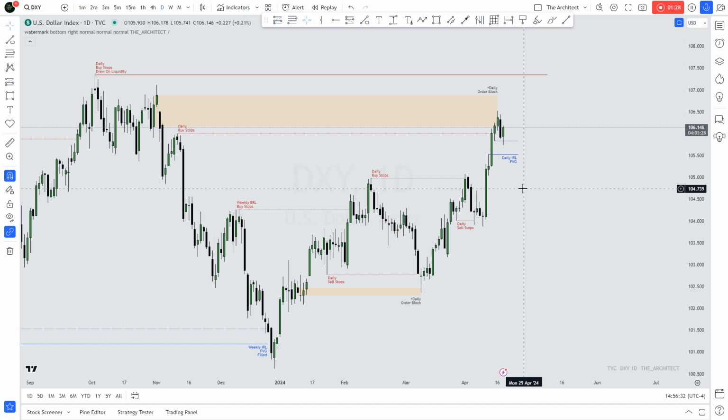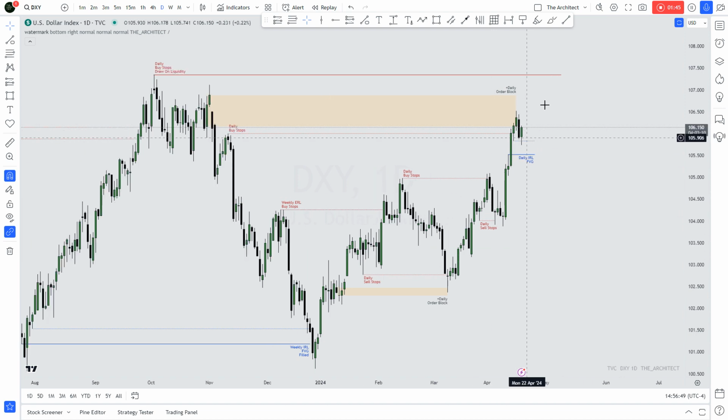It's just that simple. So let's just talk through the DXY and sum up where we are and what I am anticipating from this point going forth.